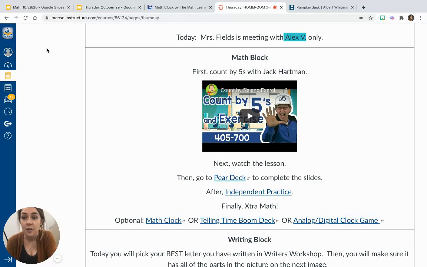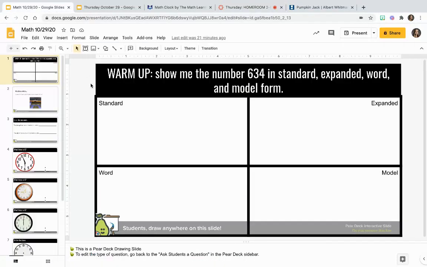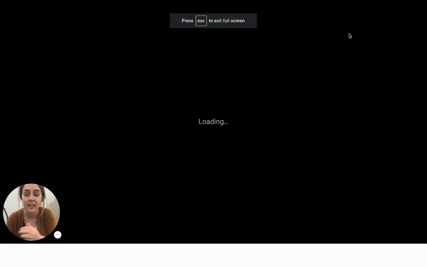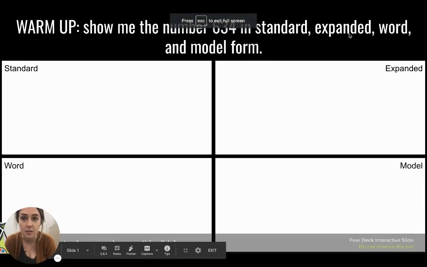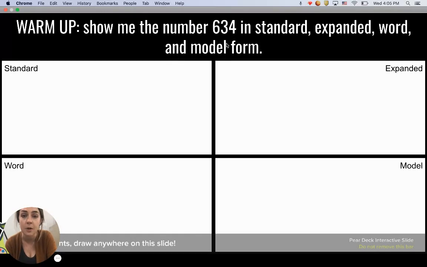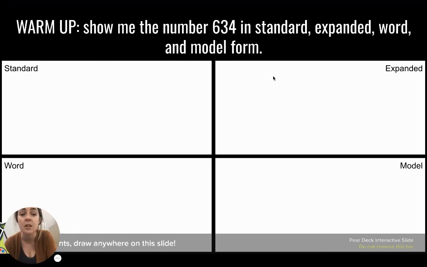So you will then head over to Pear Deck. And when you open Pear Deck, it's going to look like this. So we're going to do a warm-up first. We don't want to forget about what we've learned. So the first thing you're going to do is you're going to show me the number 634 in standard, expanded, word, and model form. This should be super easy.